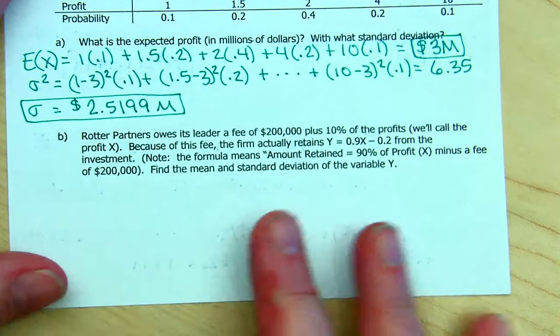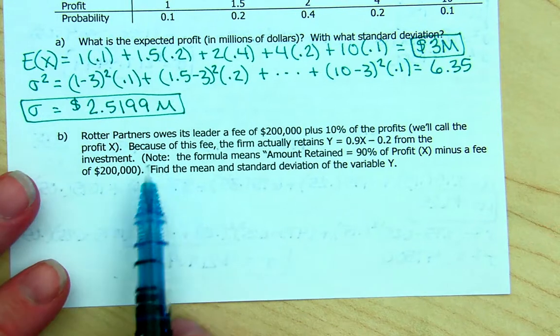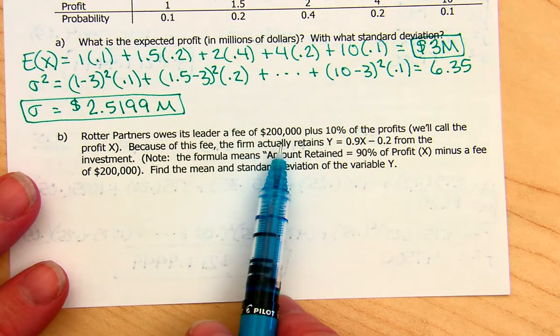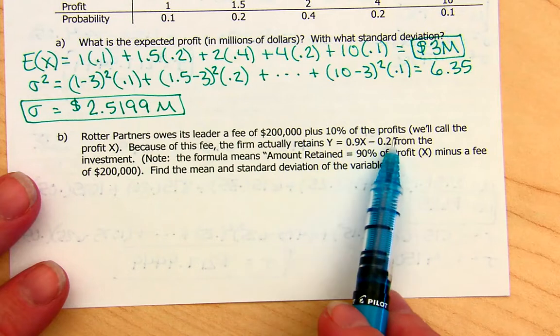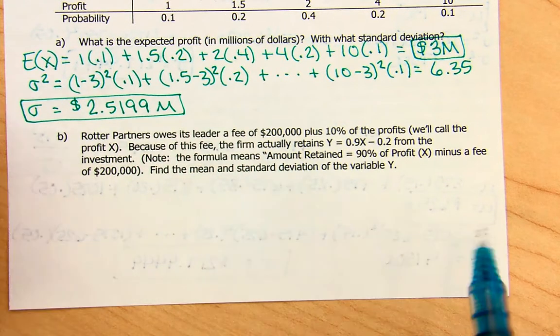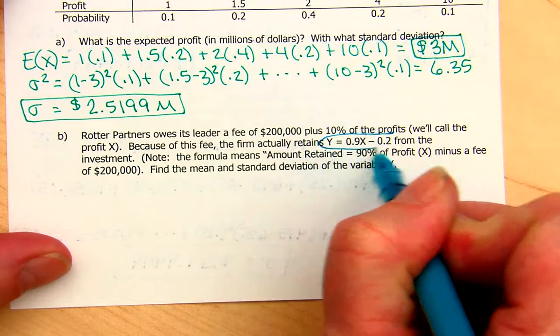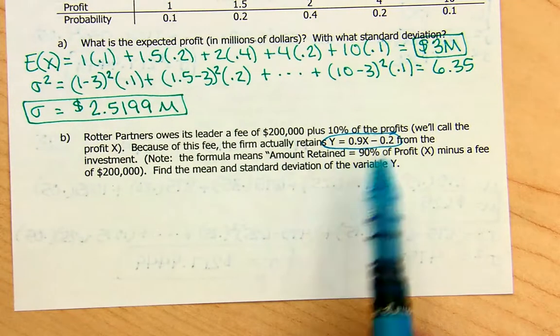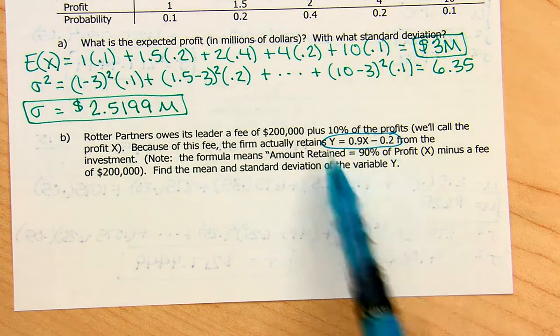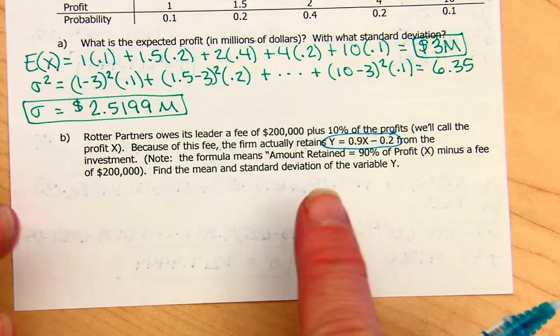So, part B. These people owe a leader fee of $200,000 plus 10% of the profits, we'll call the profit X. This is our equation that we're going to use for our linear transformation. They want us to find the new mean and the new standard deviation of how much profit they will make. So this equation tells us about profit.